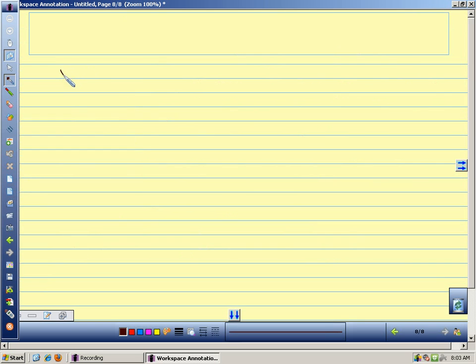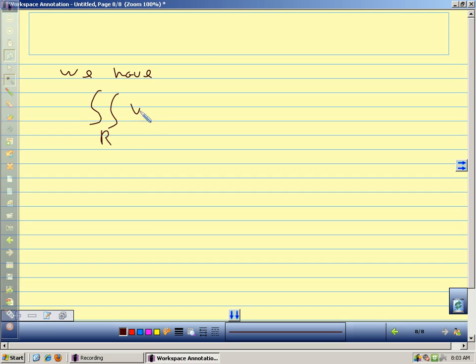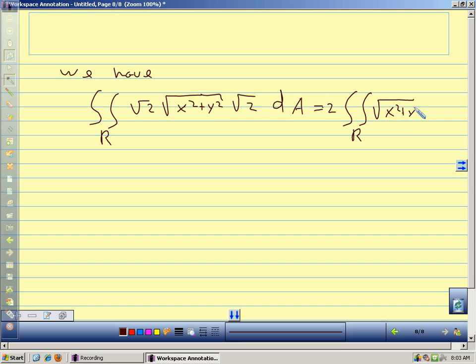So our surface integral has turned into the double integral over our region of square root of 2, square root of x squared plus y squared, times the square root of 2 dA, where dA is dy dx or dx dy. So we get the 2 times the integral over our region of square root of x squared plus y squared dA.